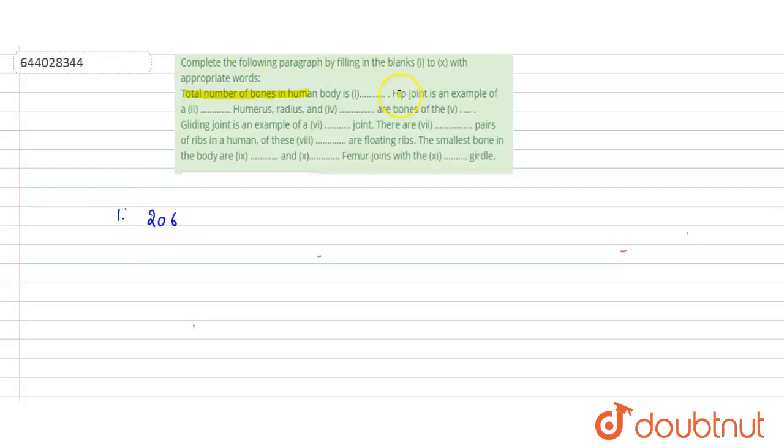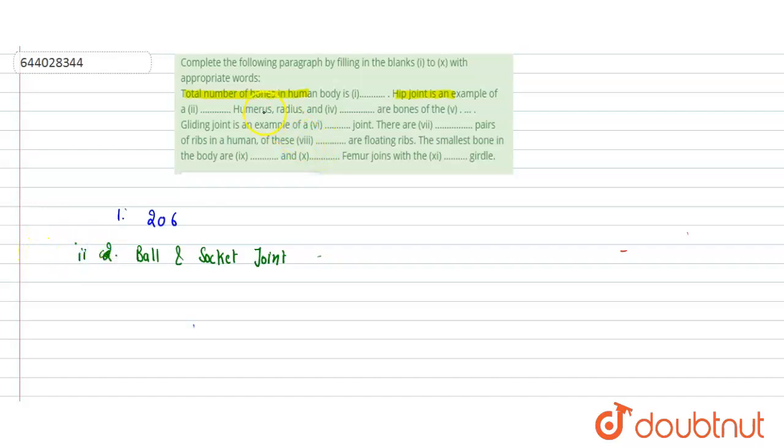Next is the hip joint is an example of blank. Hip joint is a common example of ball and socket joint. Ball and socket joint is one in which one bone acts as a ball, and the other is the socket into which that ball is fitted. It is a common joint present in the hip, and the structure present there is the acetabulum. So this is a ball and socket joint, and our second answer is ball and socket joint.